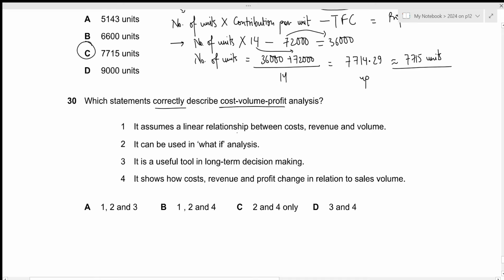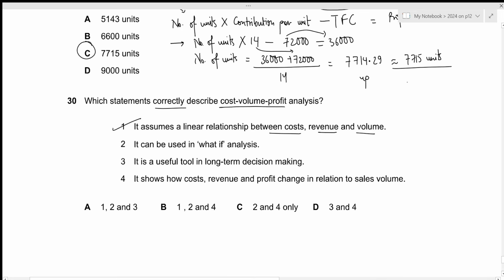The first one is that it assumes a linear relationship between cost, revenue, and volume. This is true because we assume that the cost per unit and the selling price per unit will remain constant, and the volume is the same as well. So it will assume a linear relationship.